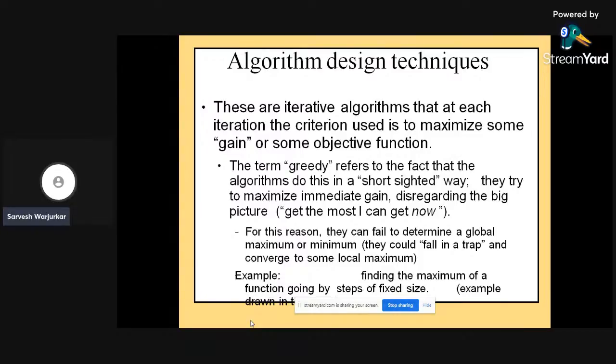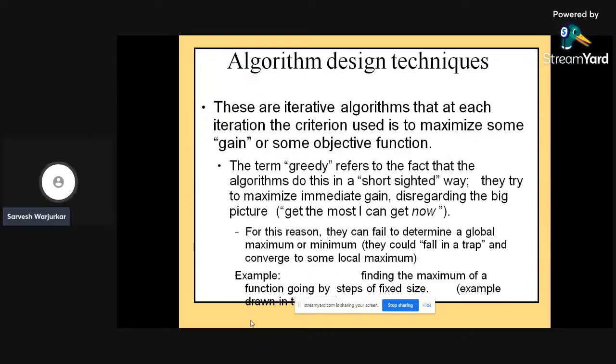There are various examples like the activity selection problem, Dijkstra's shortest path algorithm, Huffman code, optimal merge. Again, we'll see the job sequencing problem, Kruskal's minimum spanning tree algorithm, Prim's minimum spanning tree algorithm, as well as fractional knapsack, which can also be there in this greedy algorithm.